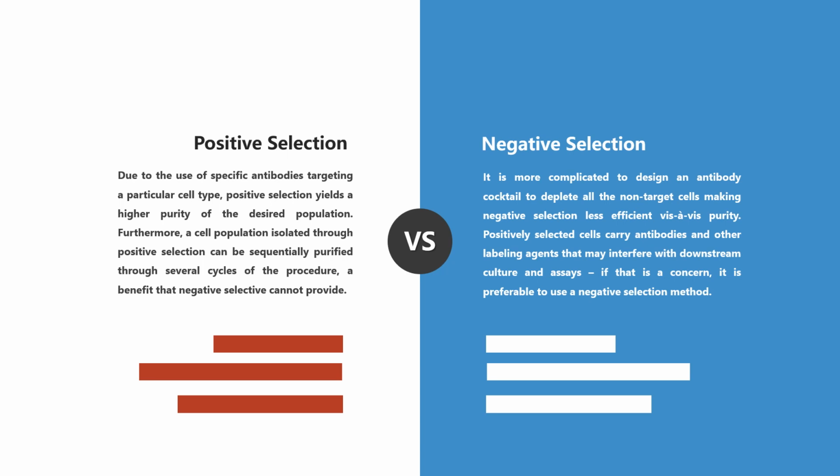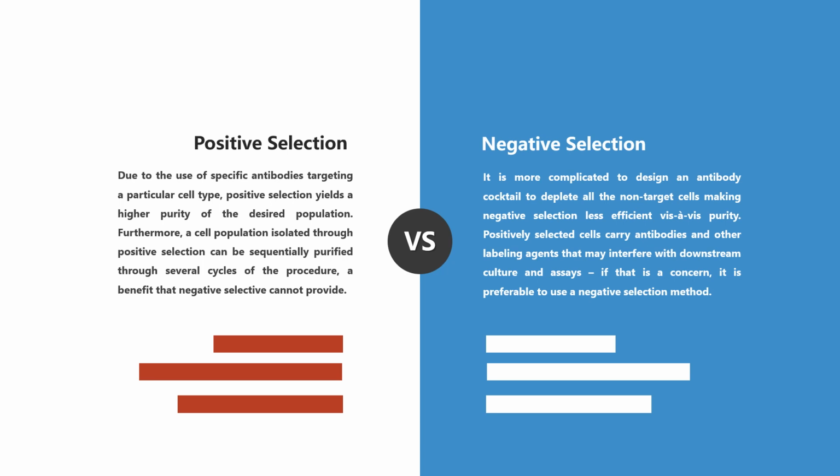Due to the use of specific antibodies targeting a particular cell type, positive selection yields a higher purity of the desired population. On the other hand, it is more complicated to design an antibody cocktail to deplete all the non-target cells, making negative selection less efficient vis-à-vis purity. Furthermore, a cell population isolated through positive selection can be sequentially purified through several cycles of the procedure, a benefit that negative selection cannot provide.